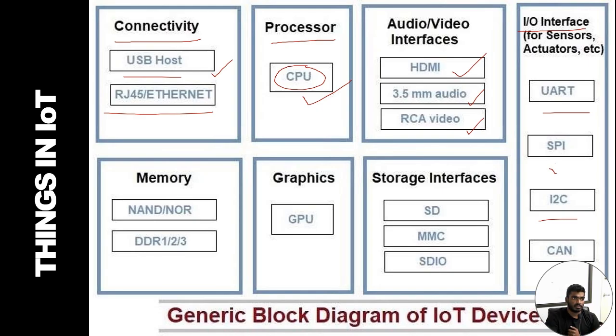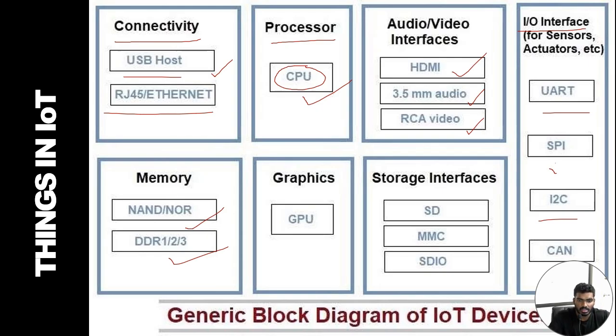Okay, and coming to the memory unit, we have NAND or NOR flash memory and DDR1, 2 and 3. The memory unit stores the device's programs and data. The NAND or NOR flash memory is used for long-term storage of firmware and important data. Your smart thermostat, for example, stores its operating system there.